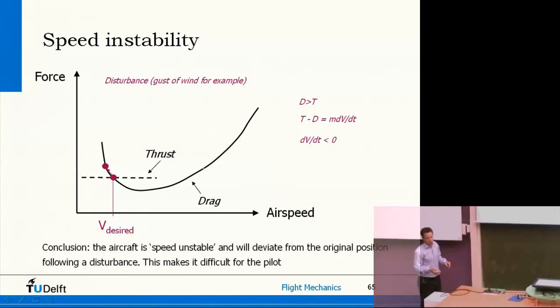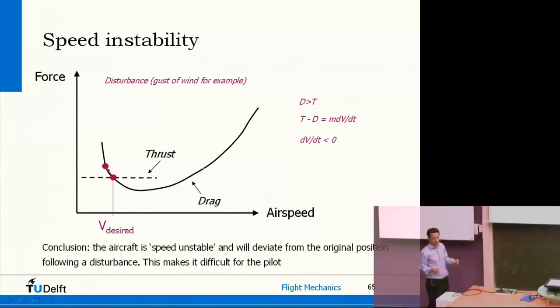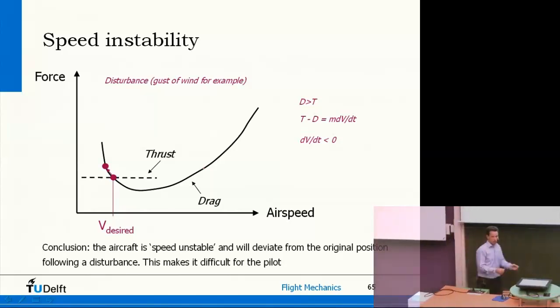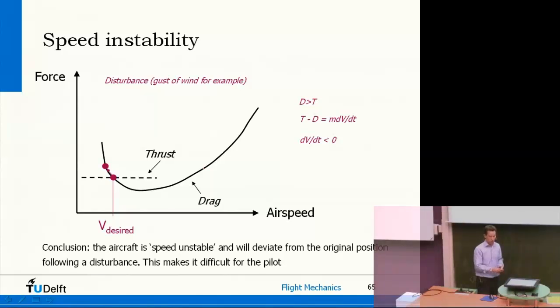So, if you fly in that point, and suddenly there's a little disturbance, then the speed will just decrease. Similarly, if you would increase the speed slightly, then the same thing happens. You can try it yourself, but the aircraft would start to accelerate. So if you increase the speed for whatever reason, then drag becomes less. You have the same amount of thrust because the pilot isn't doing anything, and therefore you have less drag than thrust, and you start to accelerate. So this is what we call speed unstable, and that's annoying for the pilot because that means he has to fly constantly.